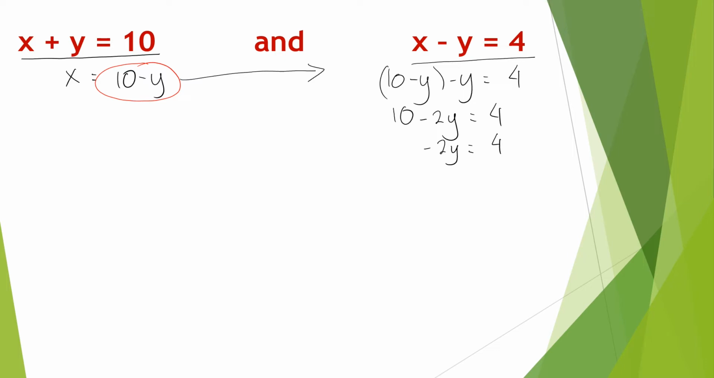So let's continue. Minus 2y equals 4. The 10 from the left side to the right side becomes minus 10. Minus 2y equals 4 minus 10, which is minus 6. So y equals minus 6 over minus 2. Minus with minus is plus, 6 divided by 2, you get 3, as y.